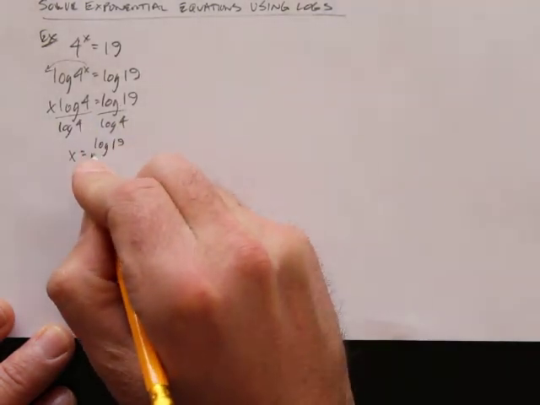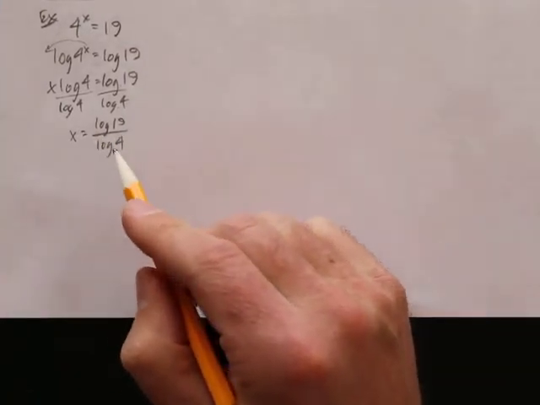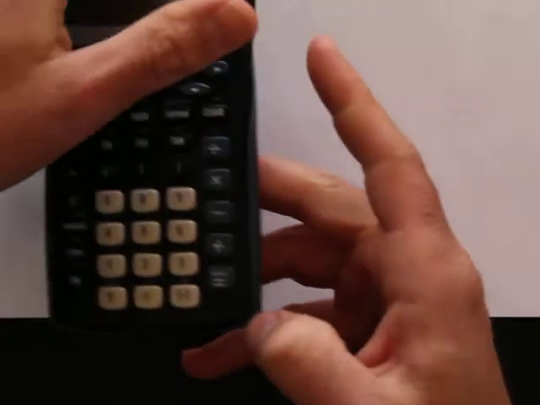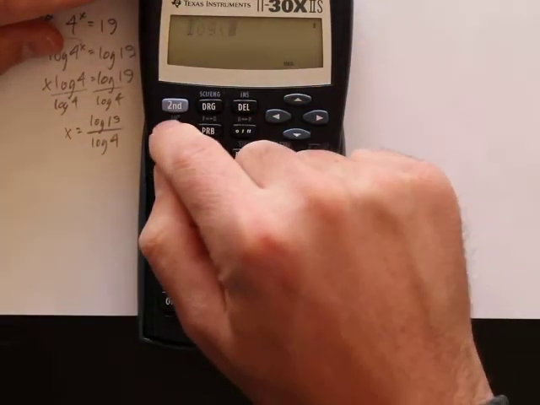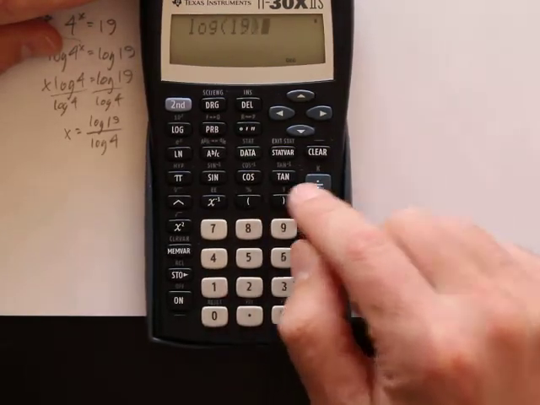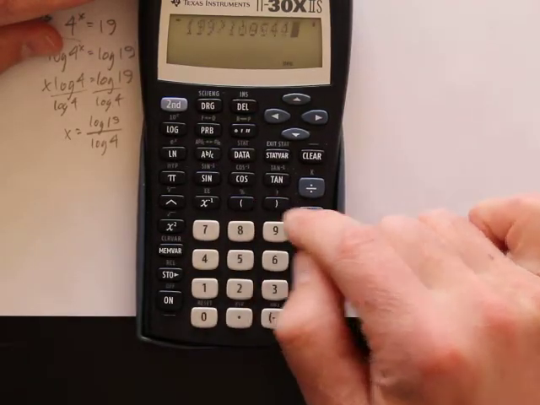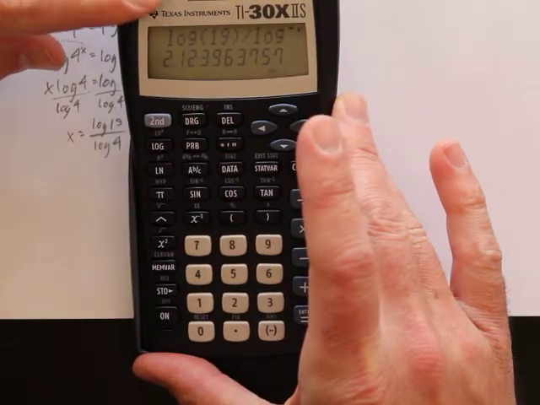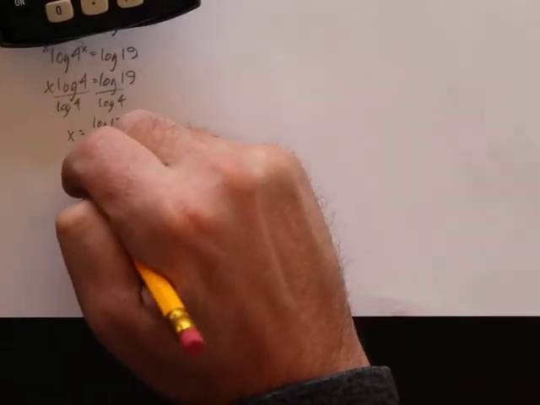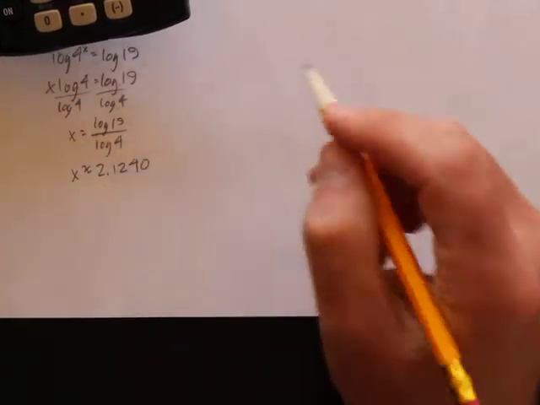So remember, we're talking about common log here, so log base 10. So now I can take this and plug this into my calculator. I have my common log of 19, close parentheses, divided by common log of 4, close parentheses, equals 2.123. I'm going to have to round that, so x is approximately 2.1240.